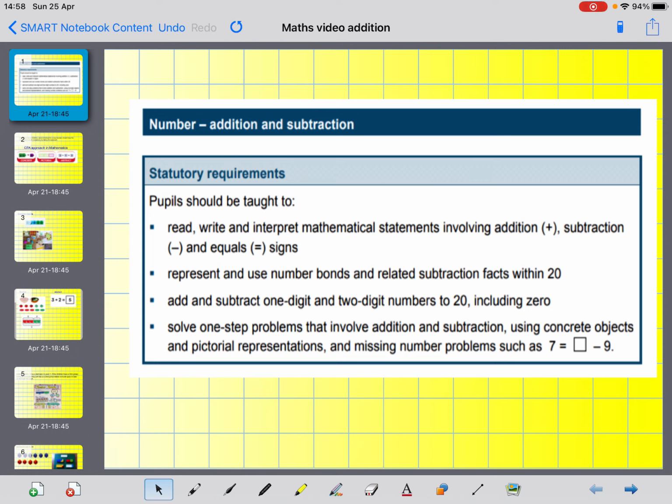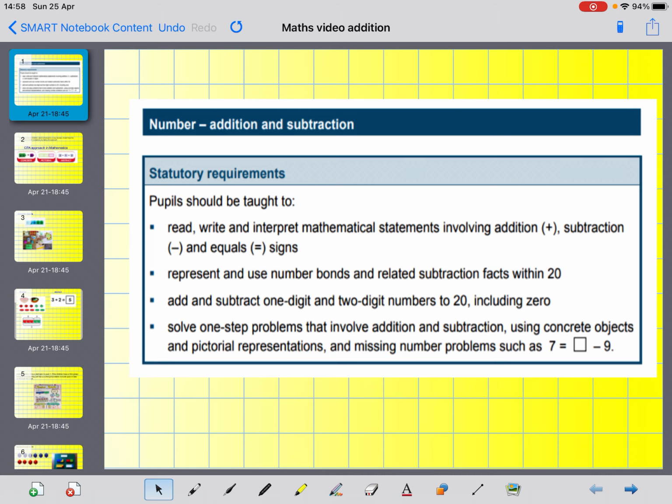Represent and use number bonds and related subtraction facts within 20. Add and subtract 1-digit and 2-digit numbers to 20 including 0. And finally, solve one-step problems that involve addition and subtraction using concrete objects and pictorial representations, and missing number problems such as 7 equals missing number subtract 9.